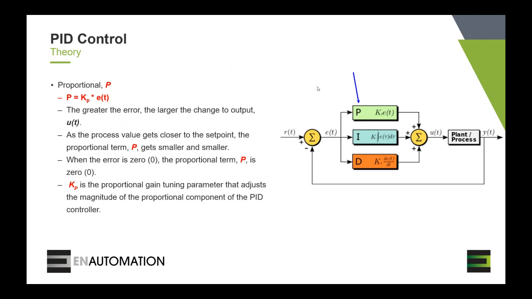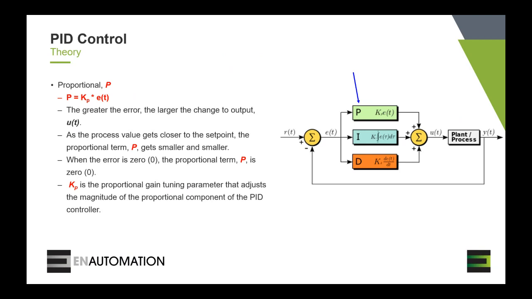So we'll talk about each of these individual components. The proportional term is simply the proportional gain, Kp, times the error term. So as the error gets smaller, the proportional term gets smaller and smaller. Likewise, as the error gets greater, the impact from the proportional gets greater and greater. Eventually, as the process value gets close to the set point, the proportional term will trend towards zero. And as the error term reaches zero, the proportional term is zero.